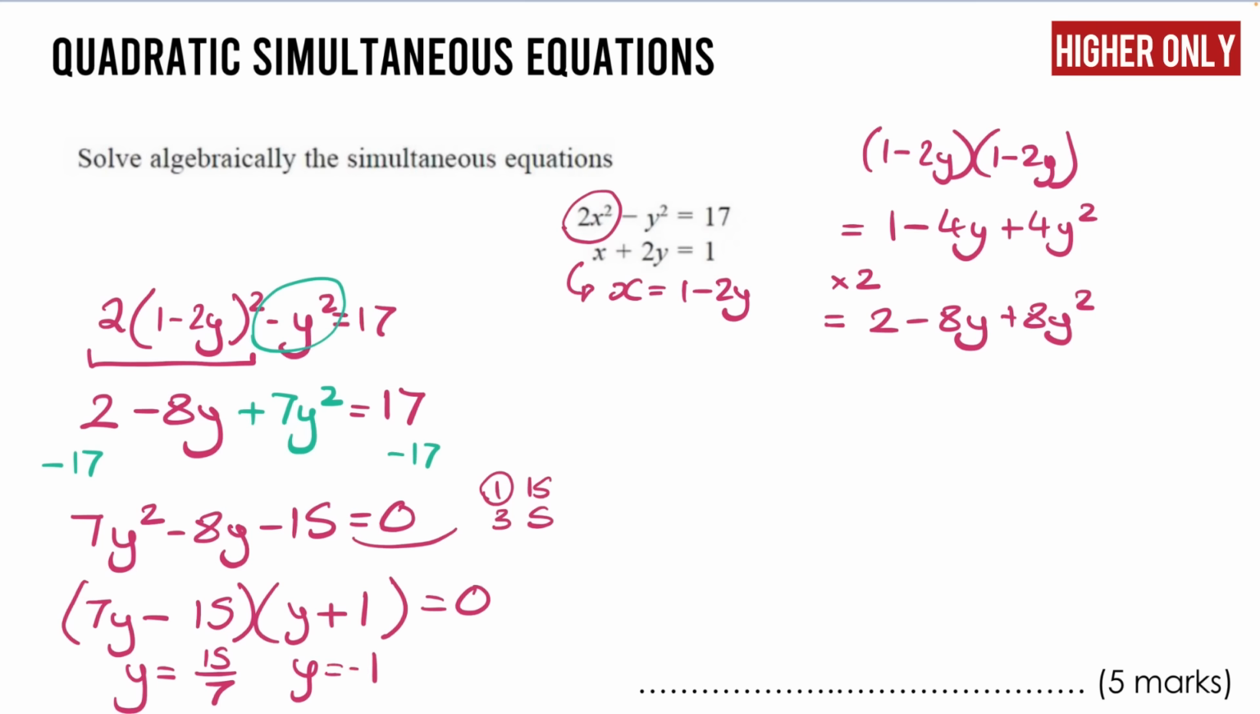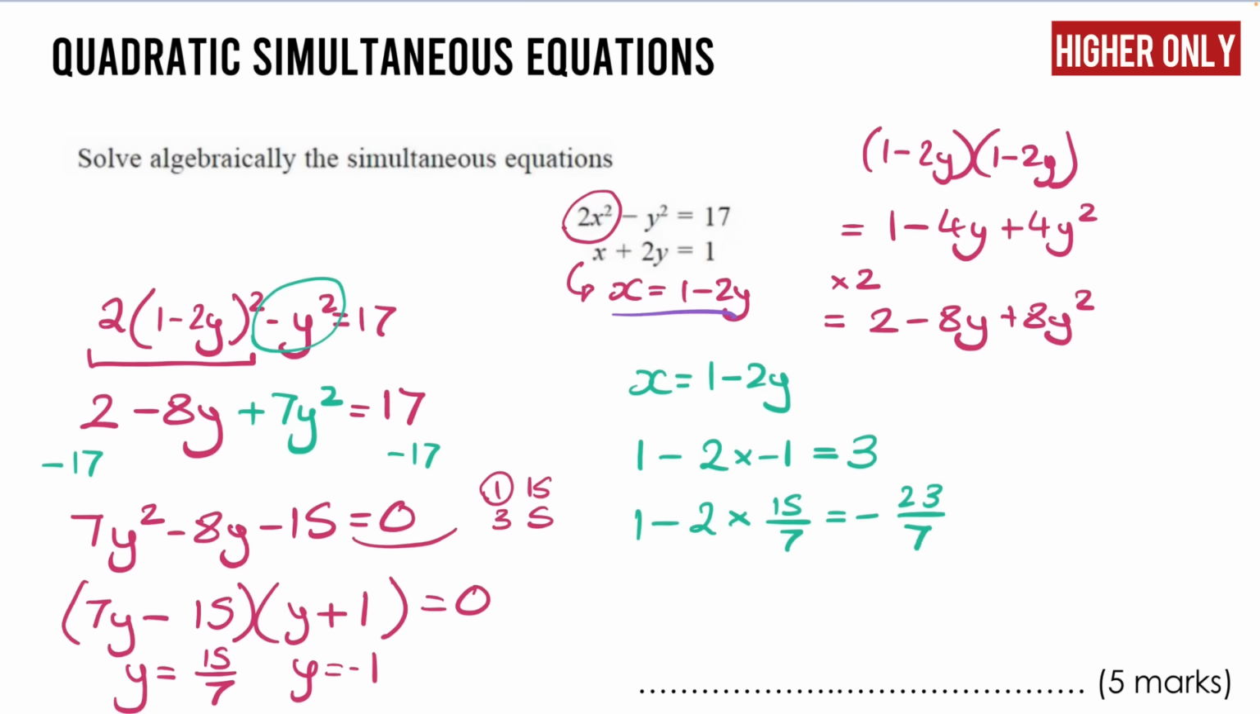We then need to substitute those values back into one of the equations. We've already created a nice one here. We have x is equal to 1 minus 2y. So for the first one, we can do 1 minus 2 times negative 1, and that gives us positive 3. We can also do 1 take away 2 lots of 15 over 7, and typing that into the calculator, we get negative 23 over 7. So we get two sets of values here. We get when x is equal to 3, y is equal to negative 1, and when x is equal to negative 23 over 7, y is equal to 15 over 7.